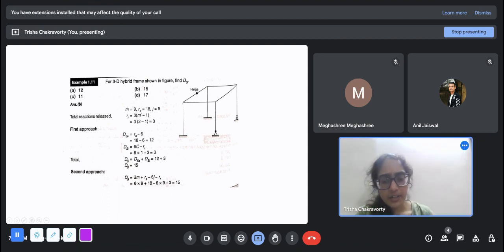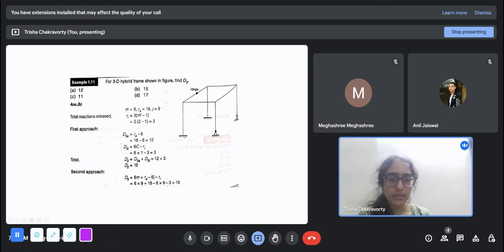So here we have 9 members: 1, 2, 3, 4, 5, 5, 6, 7, and 8, 9. These are two different members. If there is an internal hinge, you have to take two different members. So there are 9 members, and these two are fixed supports. At fixed supports for a 3D structure, we have 6 unknowns. So 6 into 2, 12, and there are two hinge supports, so there are three each, because a hinge support in 3D gives you 3 reactions. So we have 18 unknown external reactions.